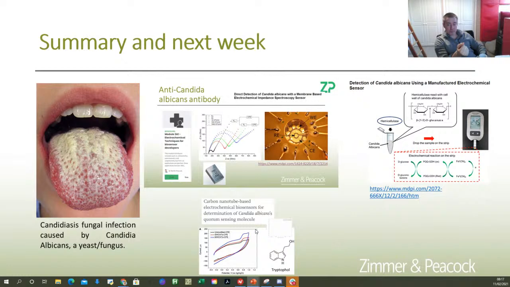We're going to look at it using impedance spectroscopy. We're going to look at it using the breakdown of the cell wall and the production of glucose. That's another way of detecting it. And also in the quorum, there's a molecule called tryptophanol, and we can probably directly electrochemically detect that. And the reason I want to discuss these three things next week is because one of them is going to be very easy, which is the detection of tryptophanol.